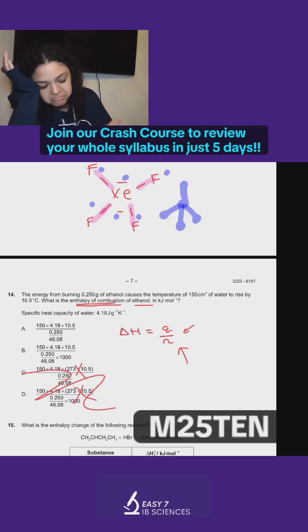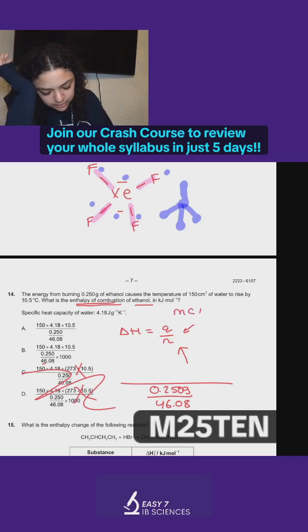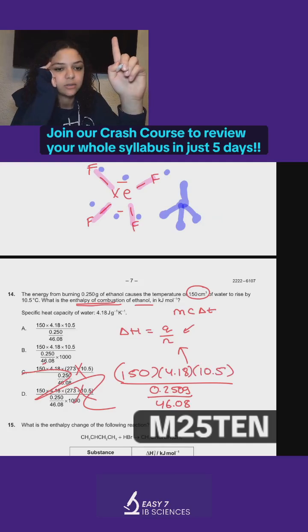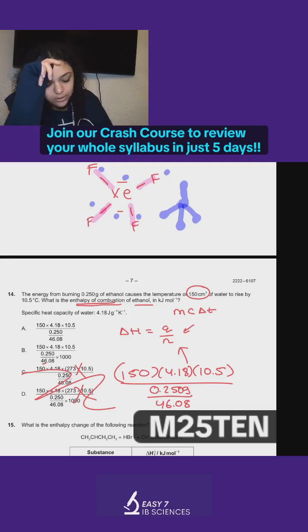How do we find n? Simple, grams over molar mass. So 0.25 grams divided by the molar mass, which they've given you here, 46.08. Okay, I found the moles. How do I find Q? Q is mc delta T. m is 150, specific heat capacity is 4.18, temperature change is 10.5. Now, what do you have to be careful of, guys? Whoever says A, correct yourself. What unit is Q in always?